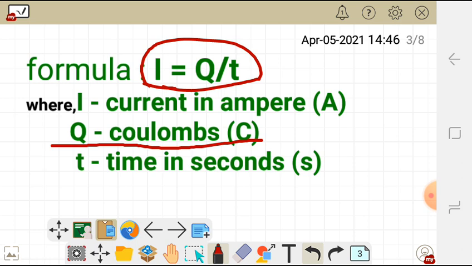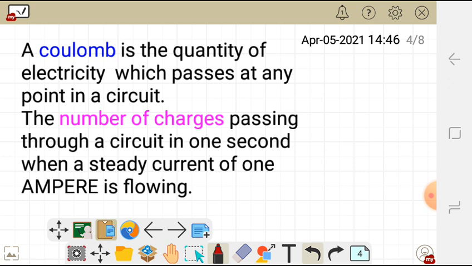So what are these coulombs here? We need to know what coulombs are. Coulombs are the quantity of electricity which passes at any point in a circuit. Or we can say it is the number of charges passing through a circuit in 1 second when a steady current of 1 ampere is flowing. So we have now known what coulombs are.